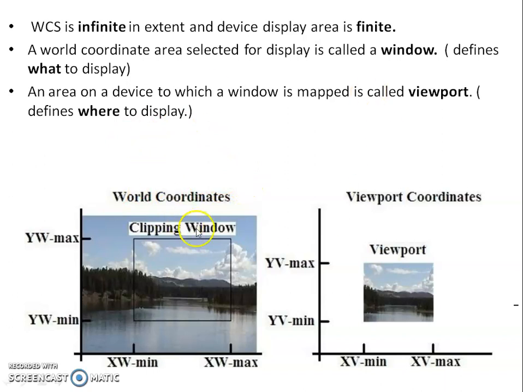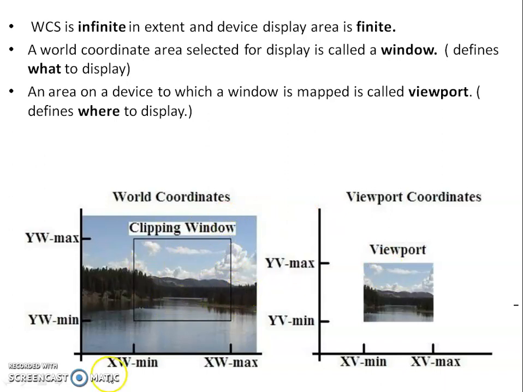Then this display information we are mapping to viewing coordinates. That is where we are going to display it, the viewport. That is, we are mapping this particular portion of the image to the viewport. Others have to be clipped.